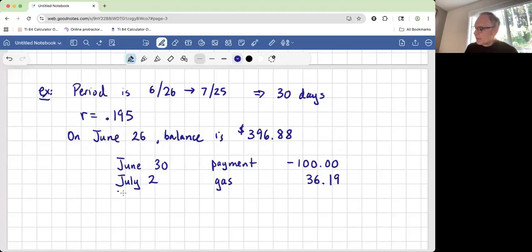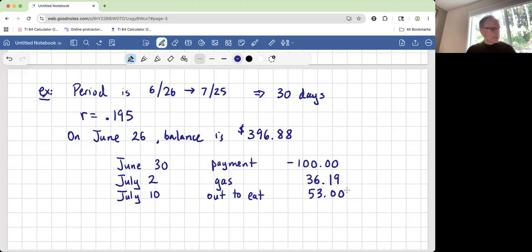Then on July 10th, we decide to go out to eat. So we go out to eat on July 10th, and we spend $53 going out to eat. Okay. Now, this is actual real life mathematics.